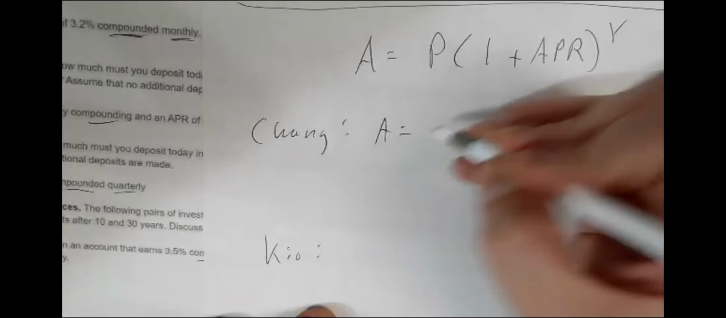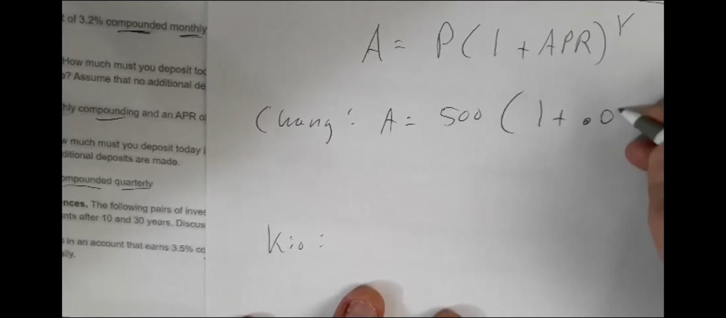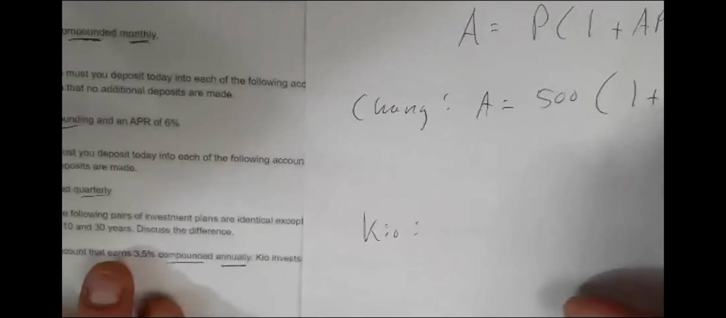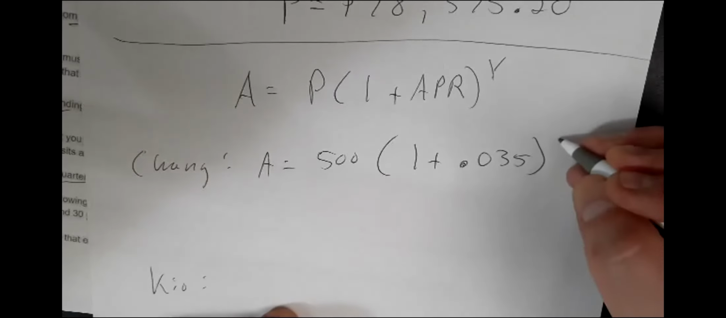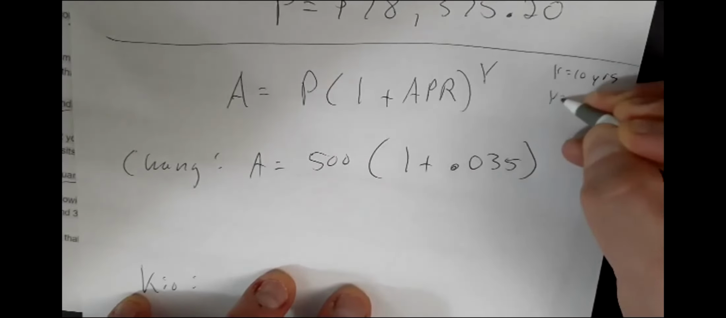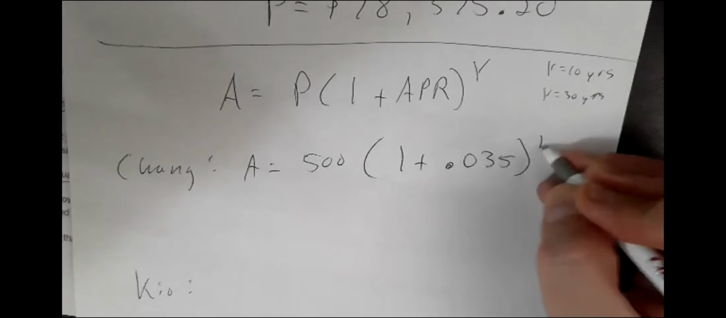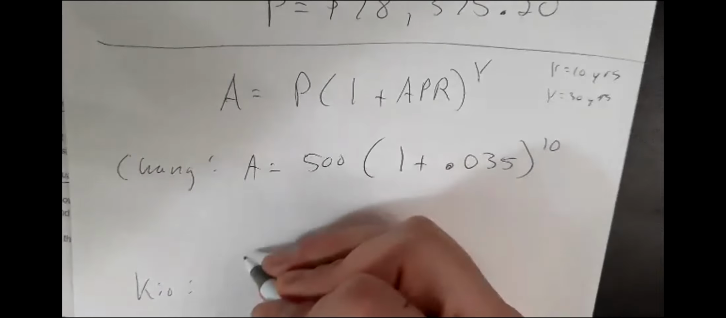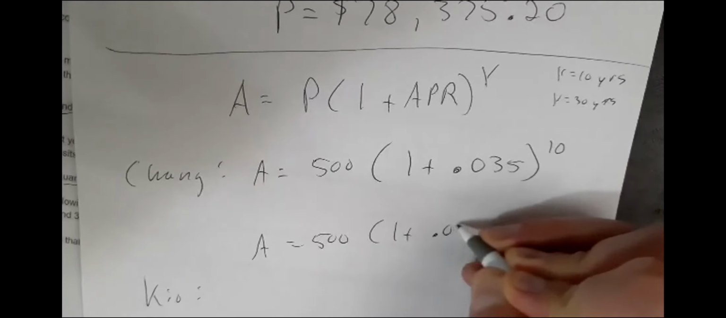So Chang, if we want to find his accumulated amount, we know a principal of 500. 1 plus, and my APR on Chang is 0.035. And we're doing this to the y. They want to do it for 10 years, and then they want to do it for 30 years, is what they say in the problem. So first, we want to do this to the 10th. And then the other thing we want to do is this to the 30th.